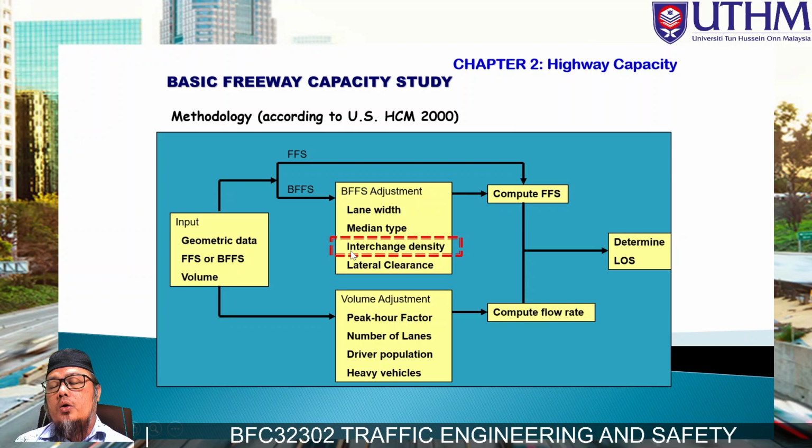Similar to multi-lane, we have to compute FFS and flow rate, then determine the density and obtain level of service. In terms of free flow speed, we consider traffic flow up to 1,300 passenger cars per hour per lane. This one is considered low, but the highest one is more than 2,000.